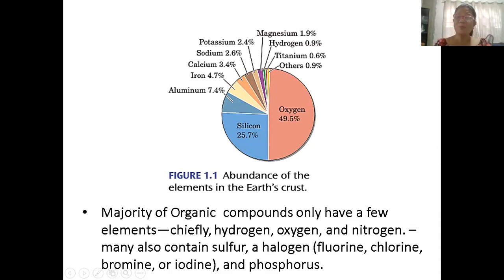Majority of organic compounds have only a few elements, the CHONS: carbon, hydrogen, oxygen, nitrogen, sulfur. Chiefly hydrogen, oxygen, and nitrogen. Many also contain halogens. What are halogens? Fluorine, chlorine, bromine, iodine, but these are only few. That is why organic compounds comprise only these few elements. But even though they are few, they are difficult to name. Why? Later on, you will find it out.